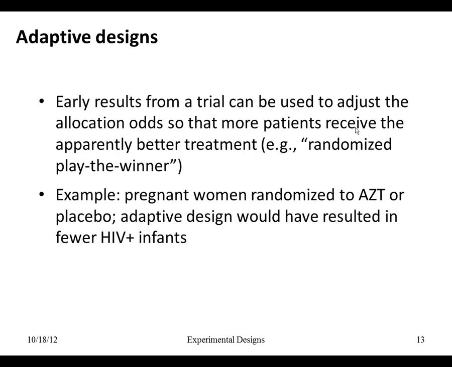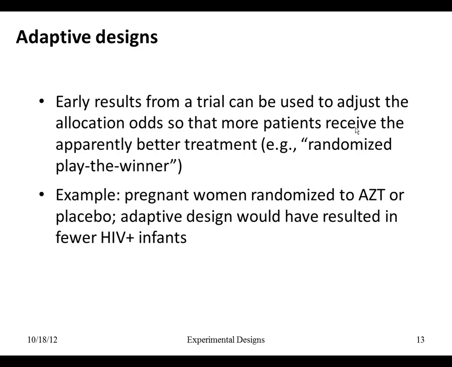So if you run a trial for a couple of months and clearly one drug is doing better than another, you can actually assign more people to the drug that's performing better. It's a way to more quickly get an answer, and it's a way to make sure that more respondents in your trial are taking advantage of the clearly stronger treatment.